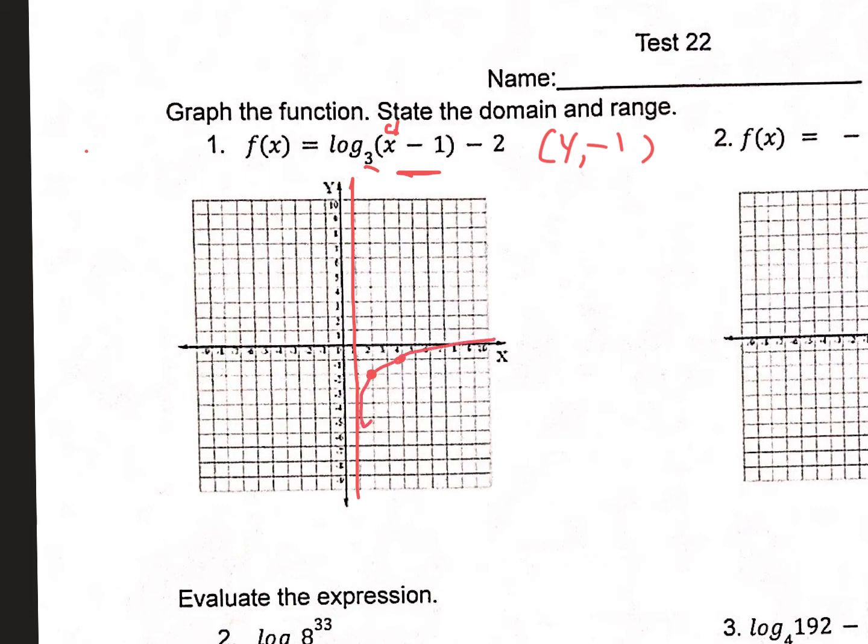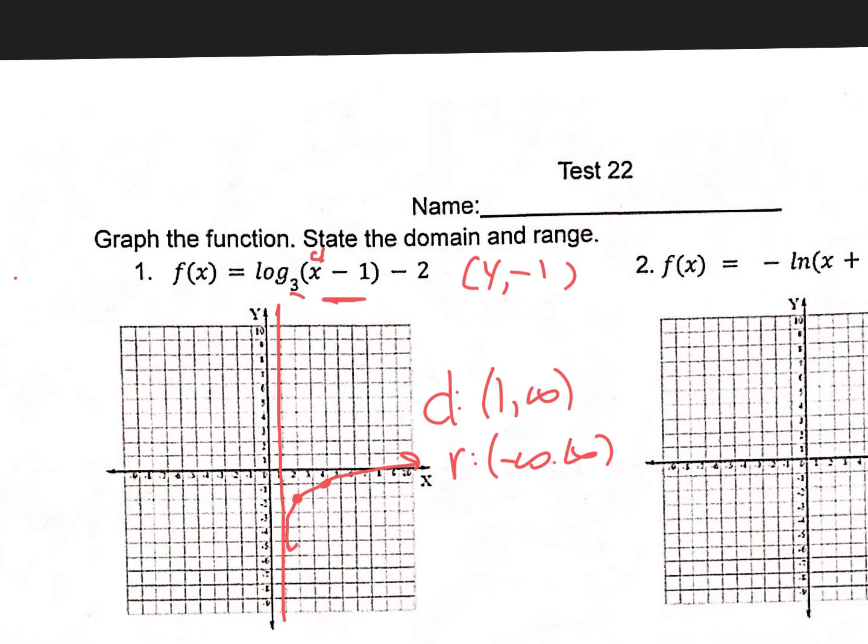Draw my little graph. Looks good. Domain is going to be from 1 to forever. And the range is going to be -infinity to +infinity, because it's going up and down forever.